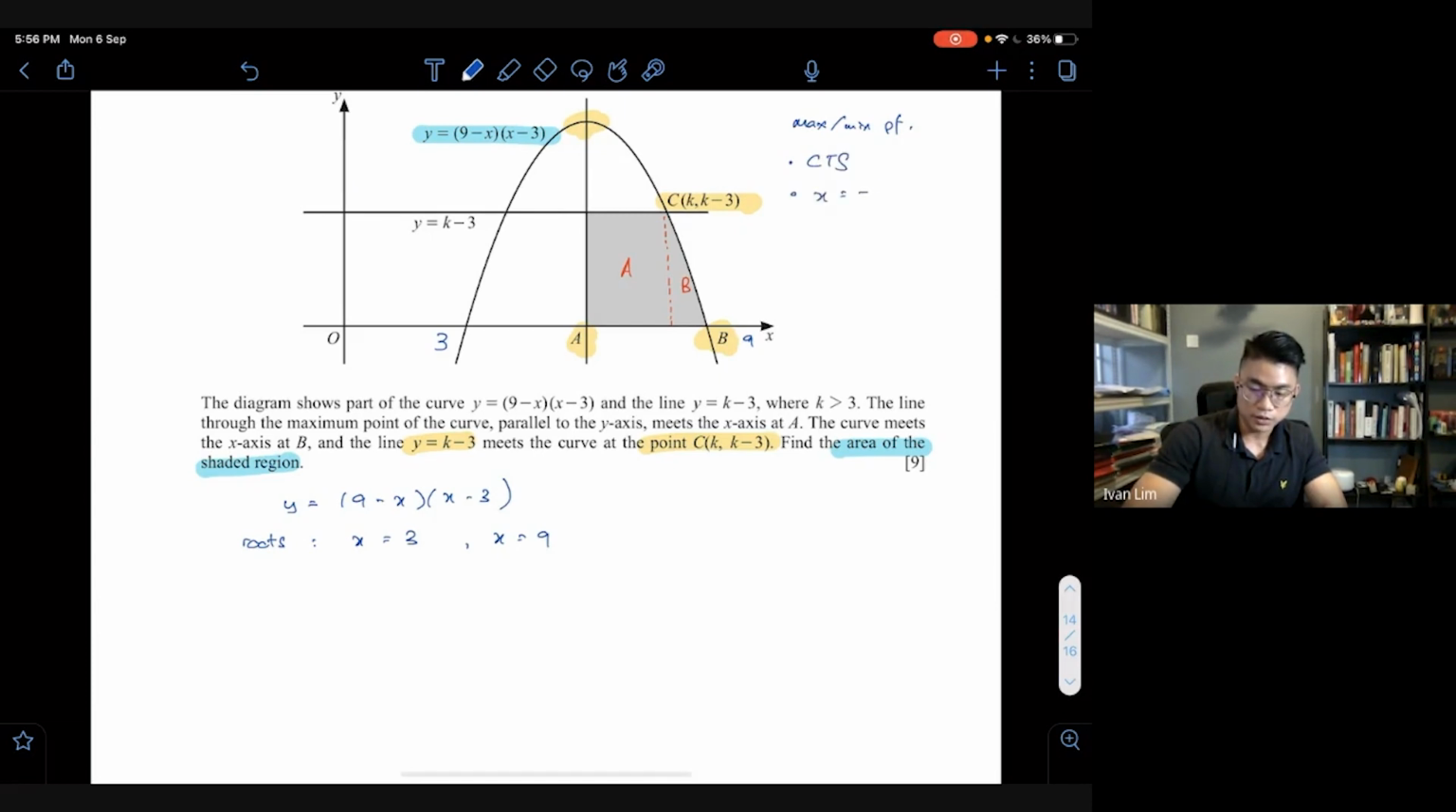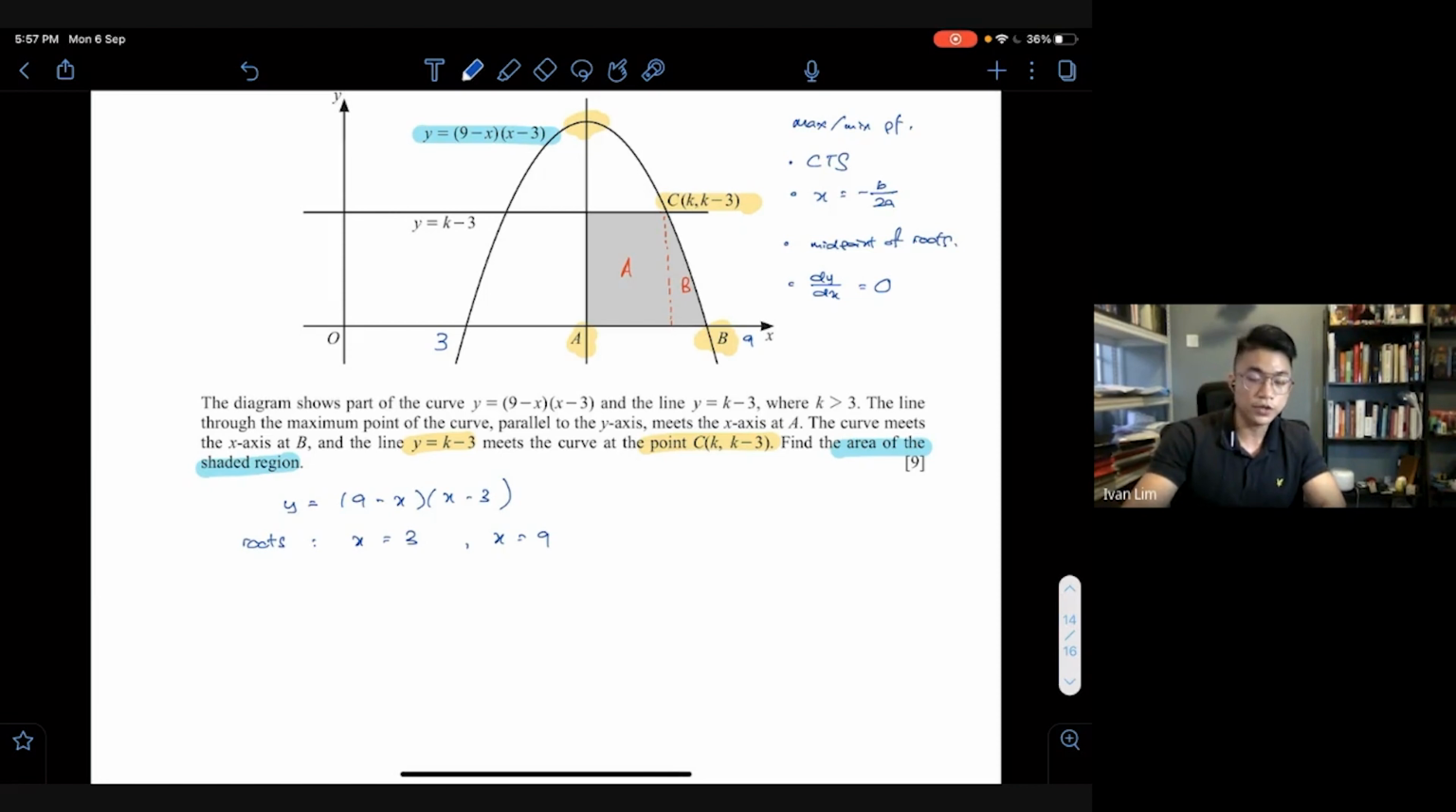X equals negative b over 2a. Midpoint of roots. Yep. And then dy over dx equals 0. So there are so many ways for you to find it. In fact, if you use any of these ways, you still get the same point. But you want to find the easiest and fastest way.